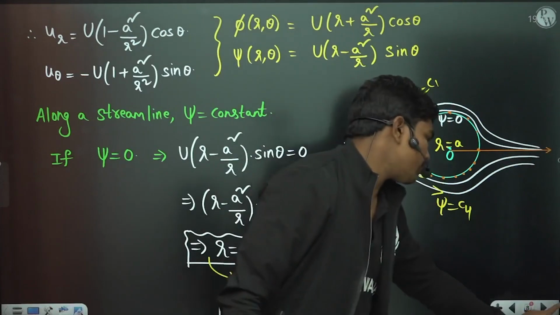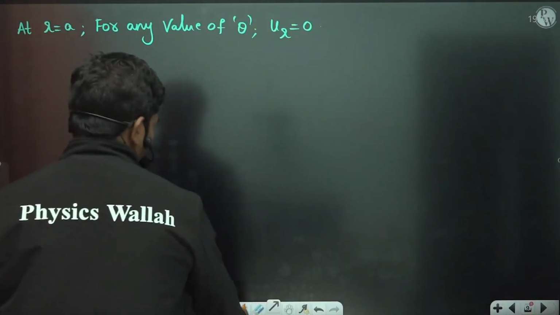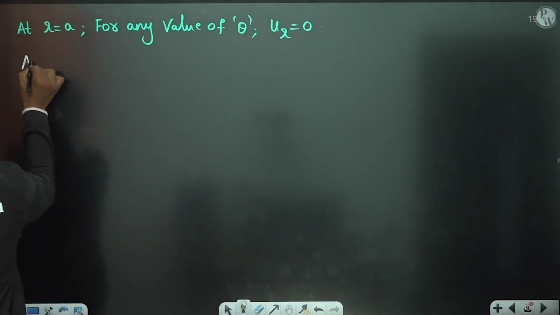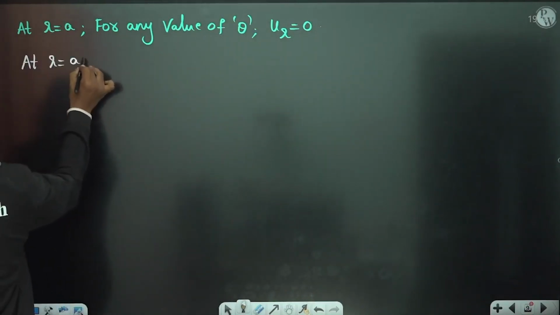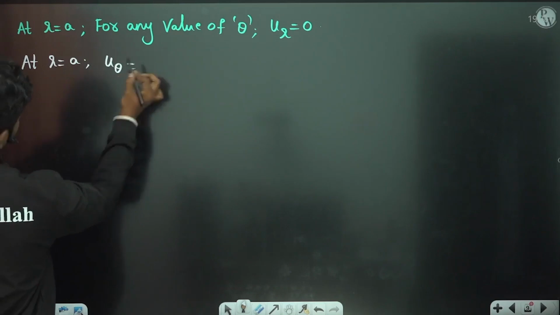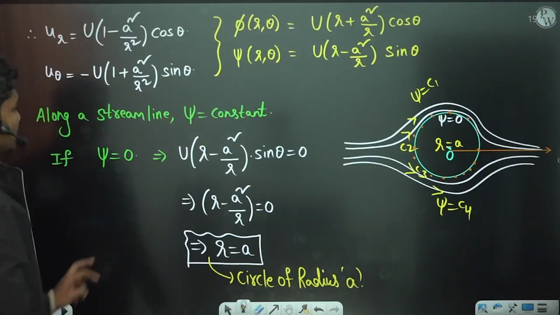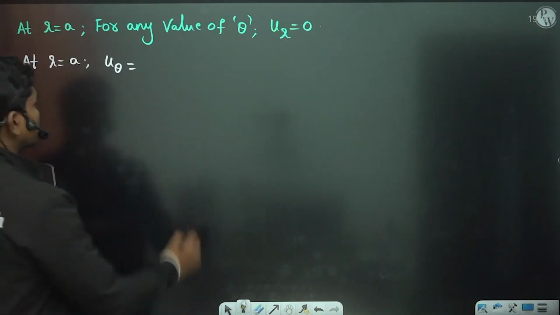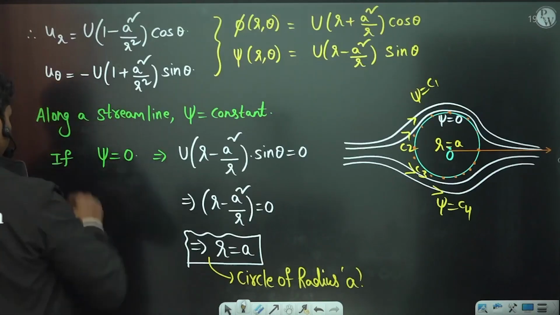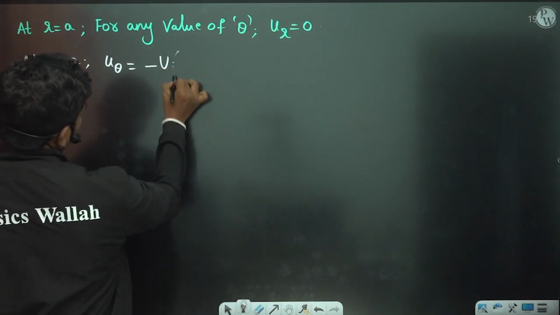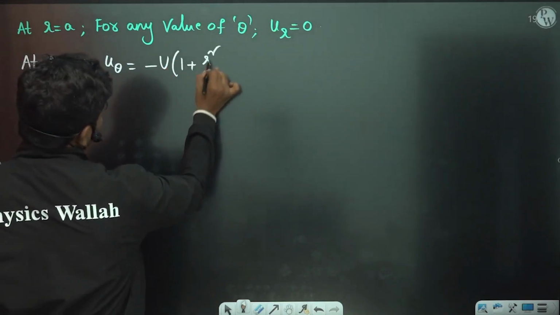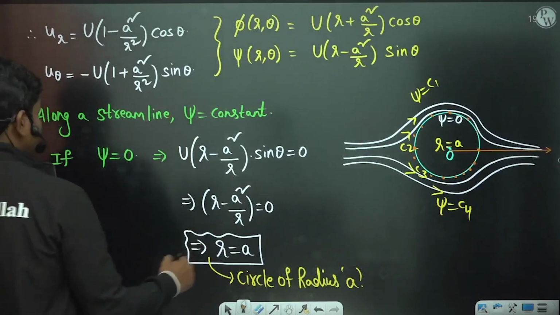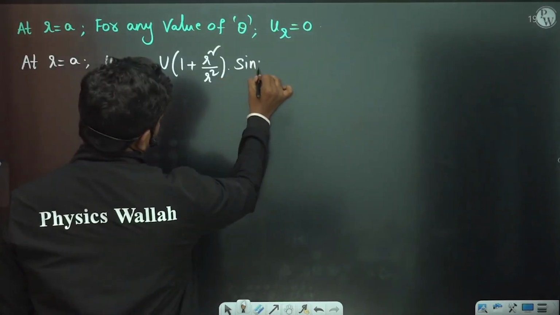Now what about u theta? At r equal to a, if you keep r equal to a here, u theta is equal to capital U times 1 plus a square by r square. I think a minus sign is also there, so minus U times 1 plus a square by small r square into sine theta. So we have a sine theta here.